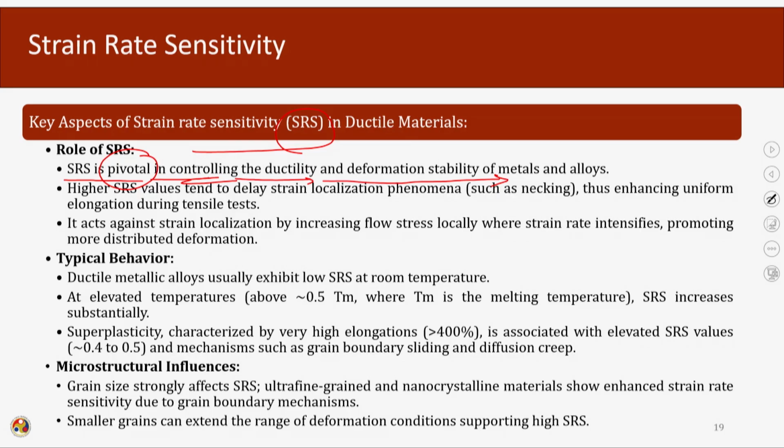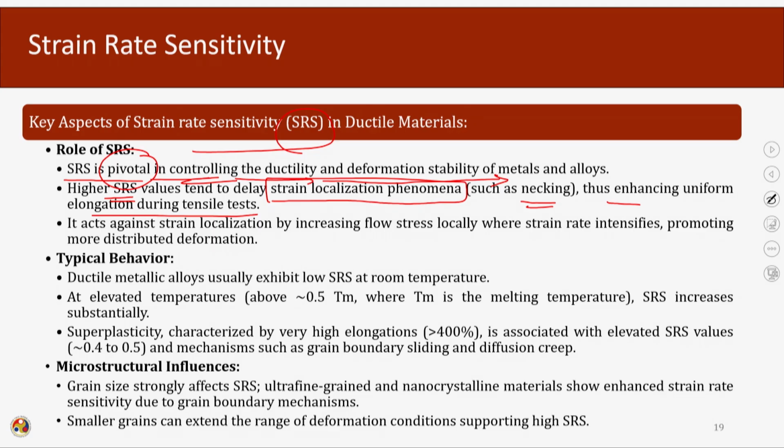Higher SRS values tend to delay strain localization phenomena. So, the failure mechanism, such as necking, will be delayed due to the higher strain rate sensitivity value, and it will ensure a uniform elongation during the tensile test. So, what does it mean?